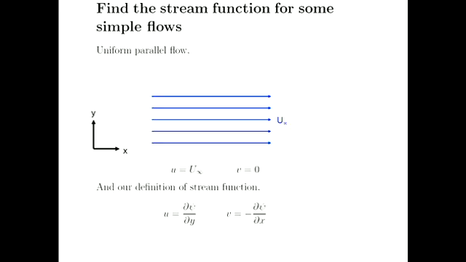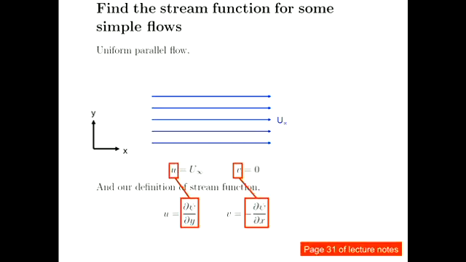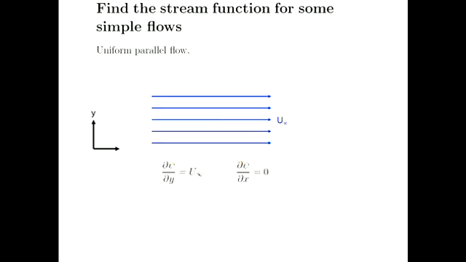So we know that u is equal to d psi dy, which we've defined, and v is equal to minus d psi dx. By the way, this is on page 31 of your lecture notes. So I can make that substitution, and then I have d psi dy equals U infinity, and d psi dx is equal to 0. So what do I do to get an expression for the stream function?